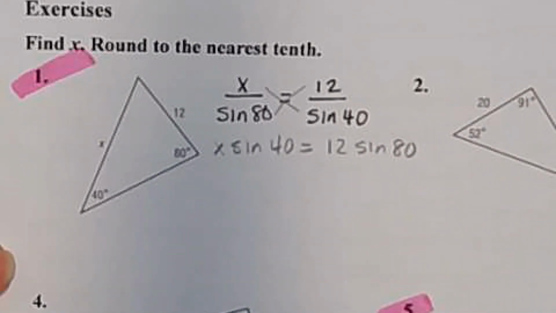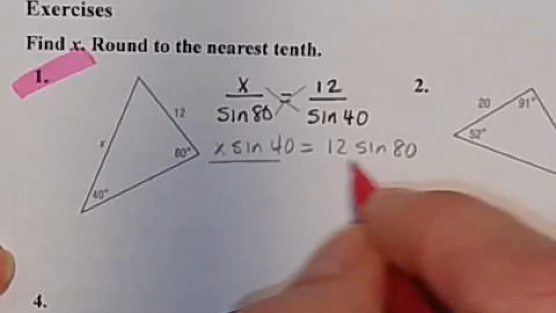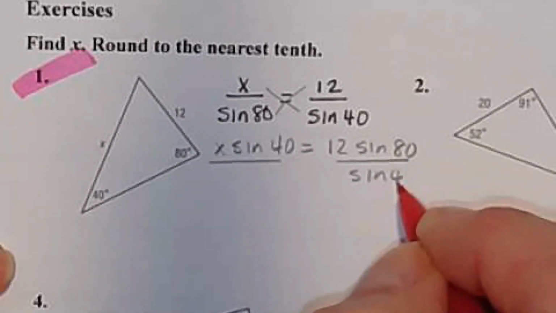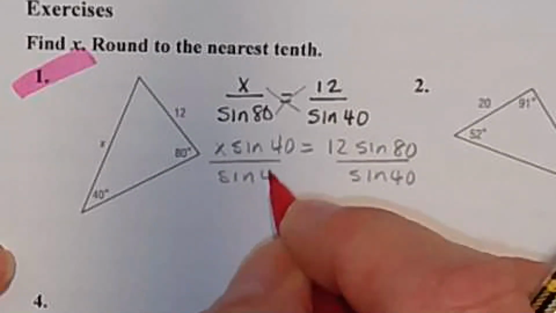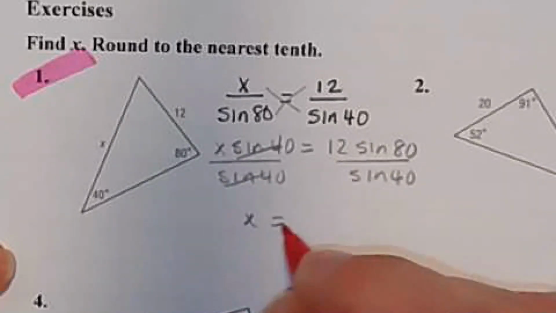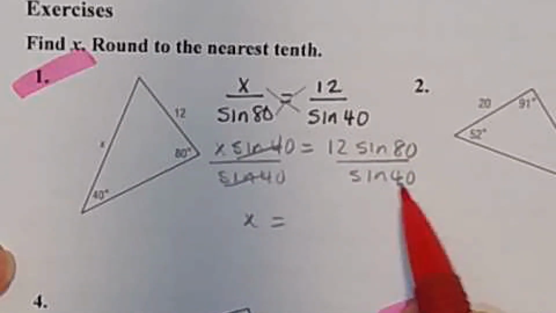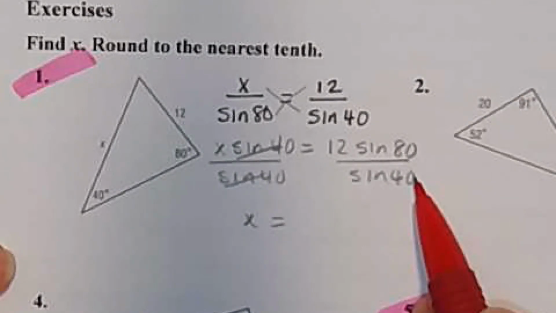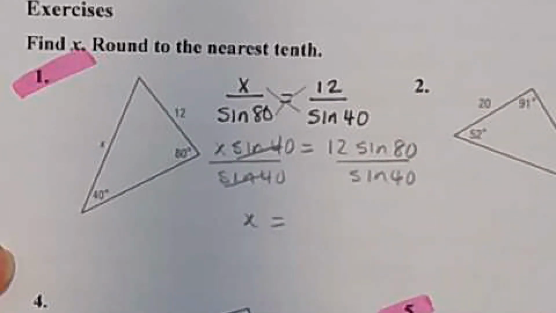To get x alone, you divide both sides by sine 40. Now be careful when you do that, you don't divide these two and think that you're going to take the sine of 2. These are two different numbers. You have to calculate those first.